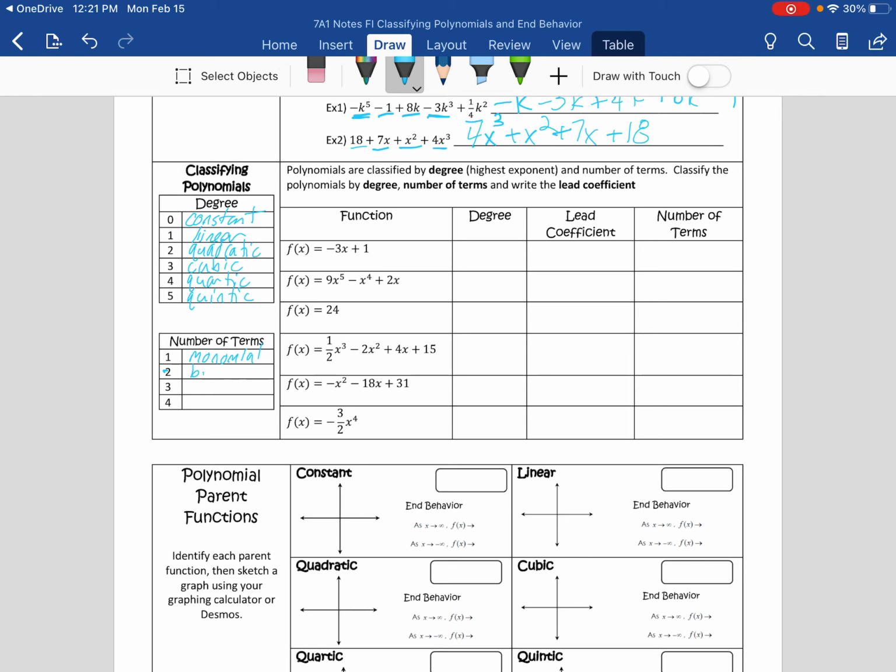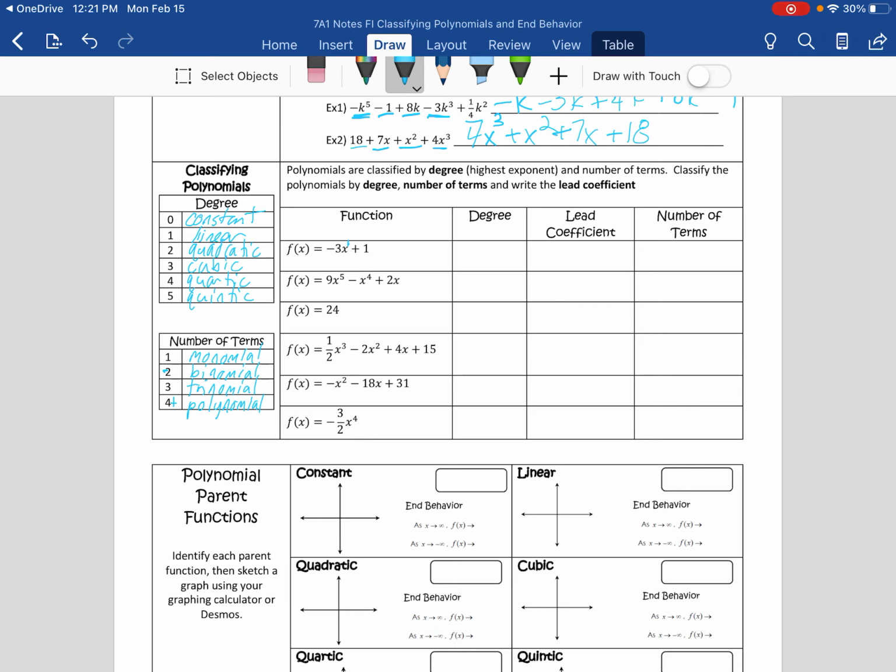Also, if you're classifying by the number of terms, a monomial is just one term. 2 terms is a binomial. 3 terms is a trinomial. And basically anything more than 3 terms is going to be a polynomial.